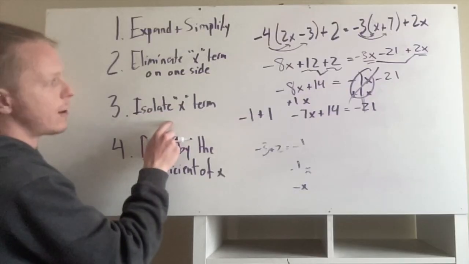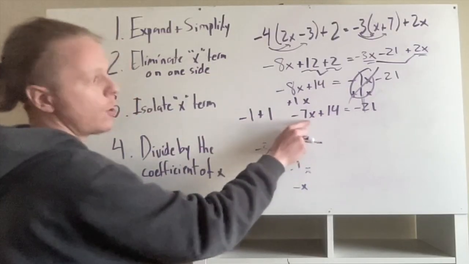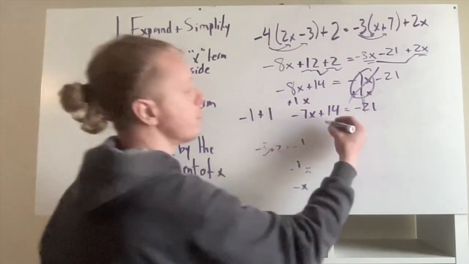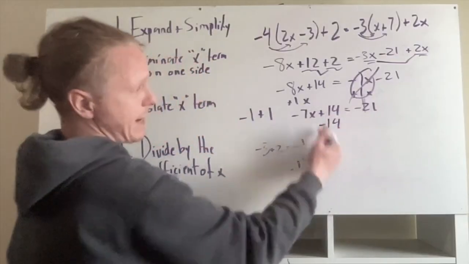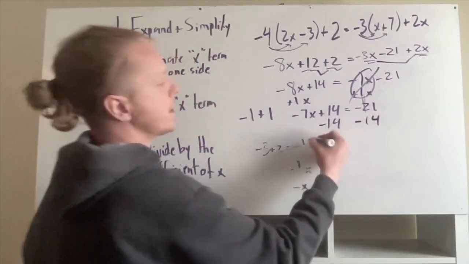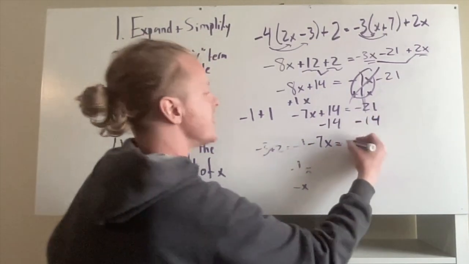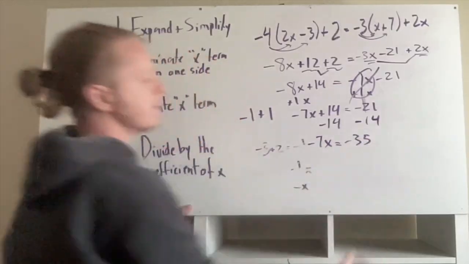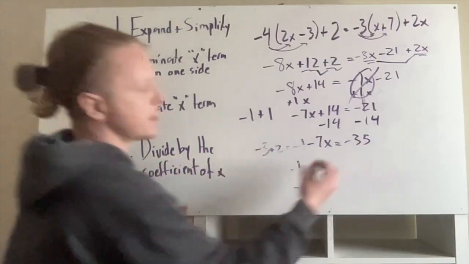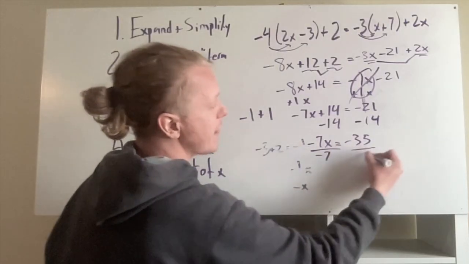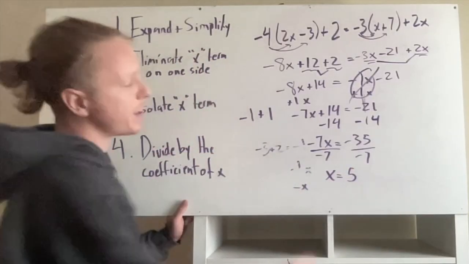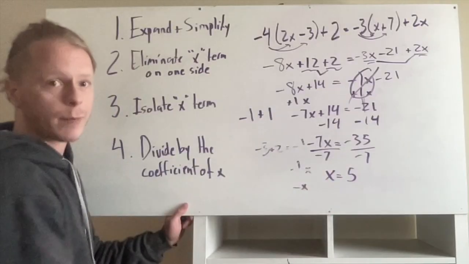Let's now isolate our x term, get it all by itself. What's stopping the -7x from being alone? The plus 14. So let's subtract 14, right? Get rid of this. And if I do it here, I have to do it here. -7x equals -35. Finally, we get to our last step, divide by the coefficient of x. Divide by -7, divide by -7. X is equal to +5, right? Because a negative divided by a negative gives me a positive.